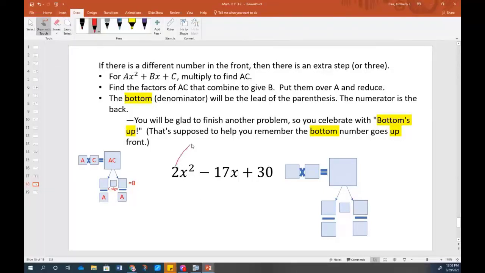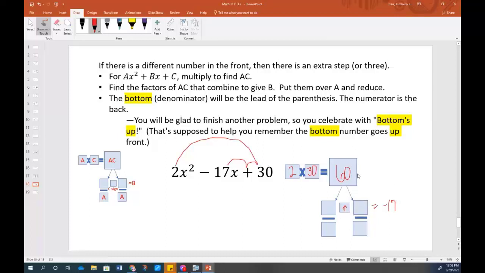So when we do this one, if I could draw some lines up above it, I'm going to start off by saying 2 times 30, and that gives me 60. And then I need to know what multiplies to 60 but adds to negative 17. So see, I've still got the adds. I've still got the negative 17. And we're not going to worry about these denominators until that very end. So you just start thinking about what multiplies to 60 but adds to 17.